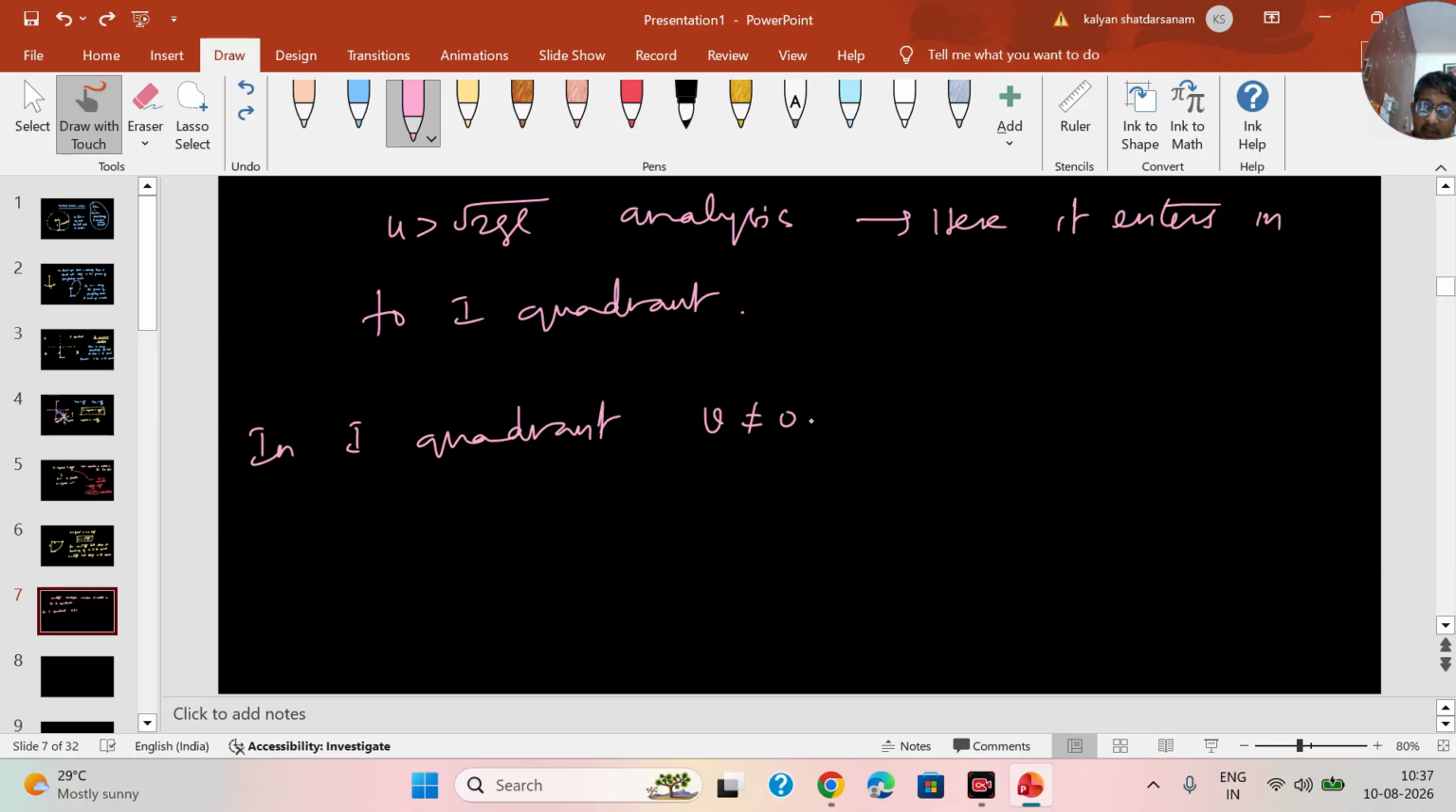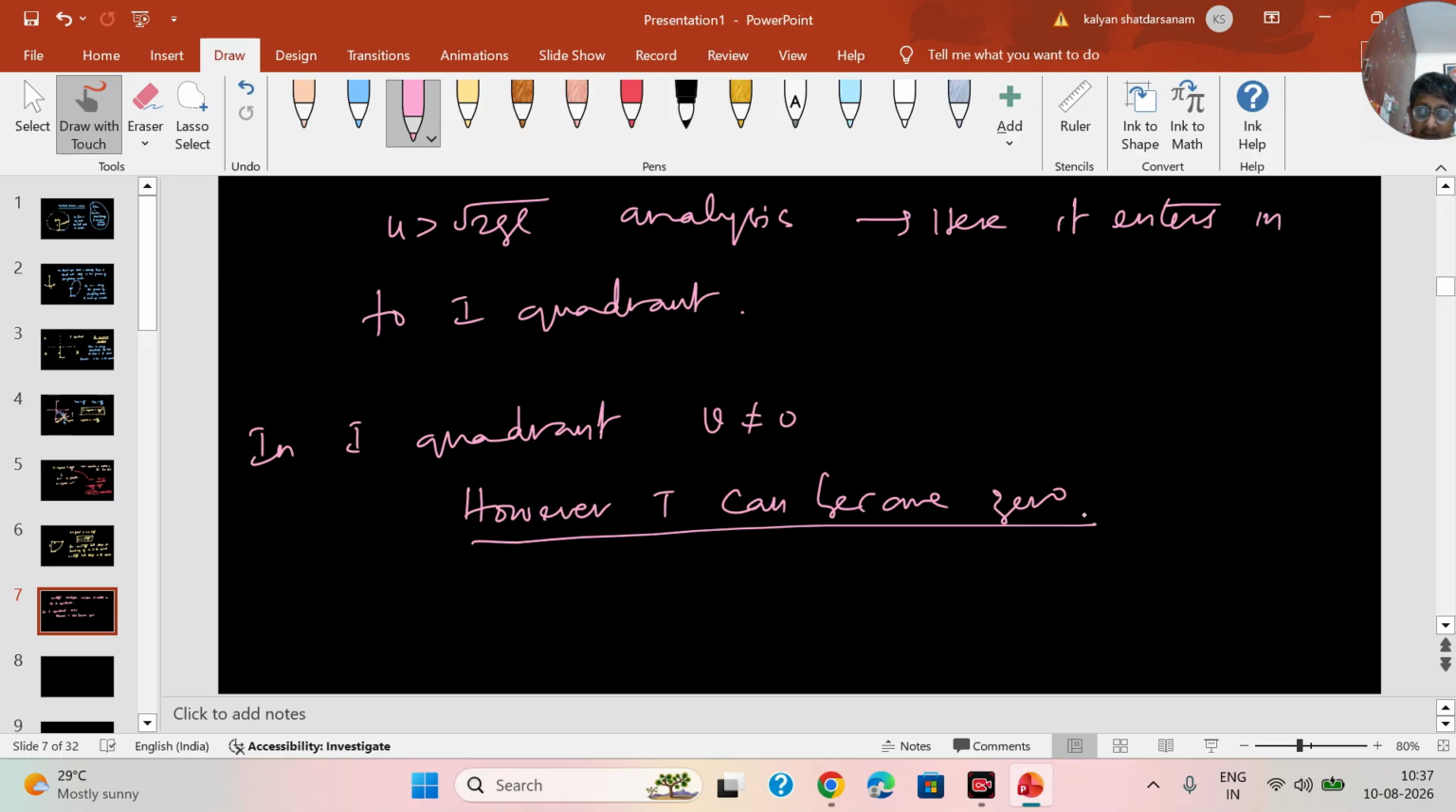So in the first quadrant, V is never zero, V not equal to 0. However, tension T could become 0. So this is our danger. If T becomes 0, it won't go in a circle, it will go in a parabolic path. So our idea of taking the ball in a circular path is destroyed. So T should not become 0.